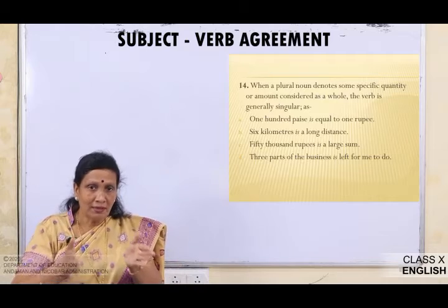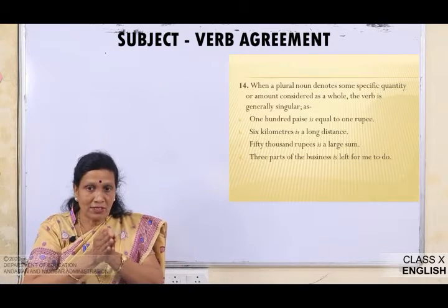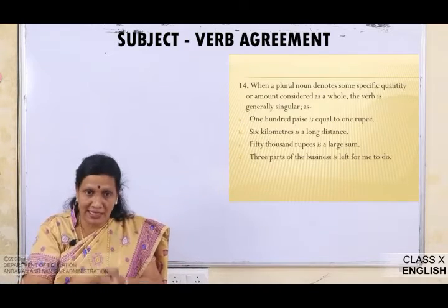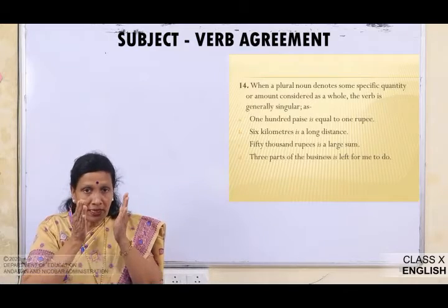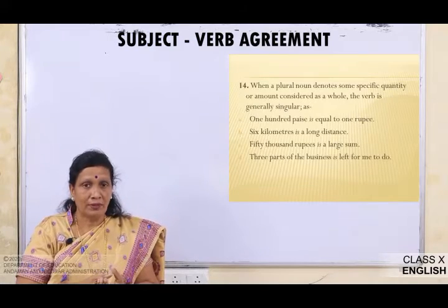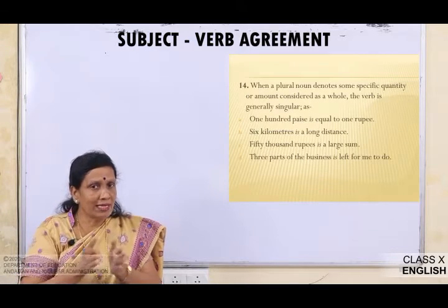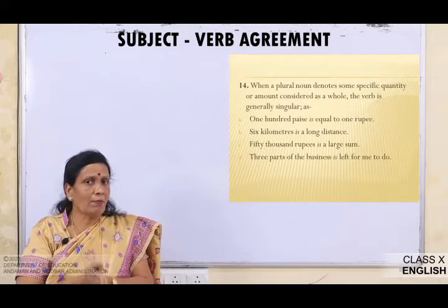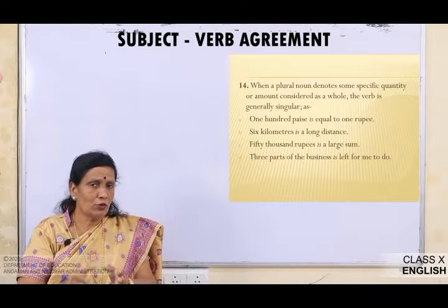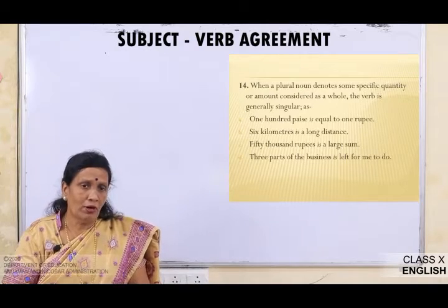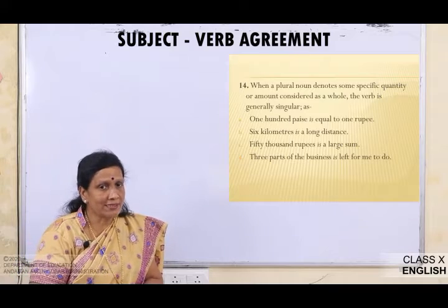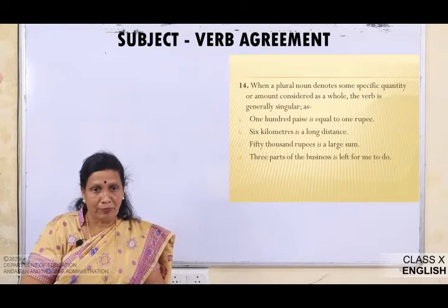50,000 rupees means you have a bundle in which there are 50,000 rupees, but you are talking about it as a whole, the amount of money. What is the amount of money in the bundle? You are talking about it as a whole. So, you use the singular verb. 50,000 rupees is a large sum.